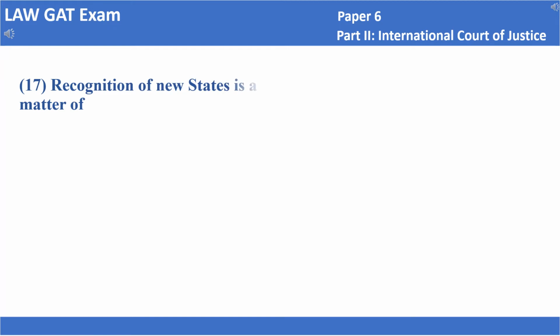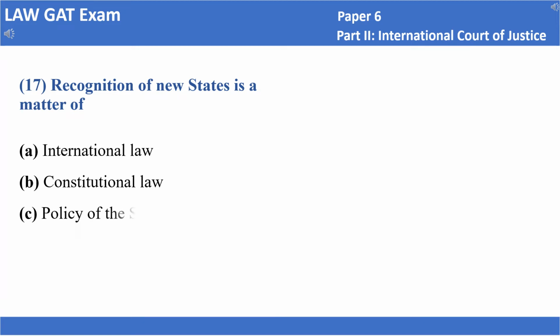Recognition of a new state is a matter of? Is it option A, international law, option B, constitutional law, or option C, policy of the state, or is it option D, none of these? The correct answer is option C, policy of the state.